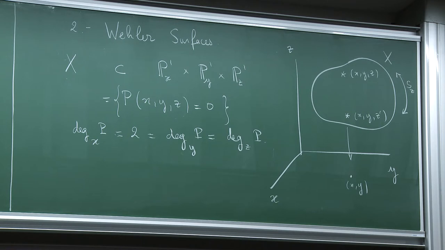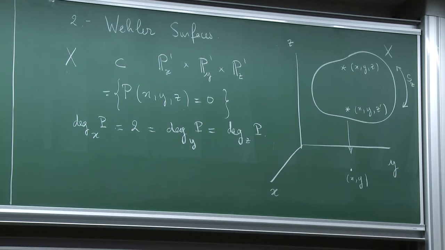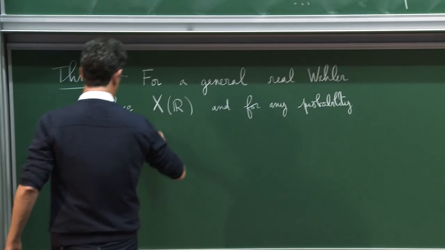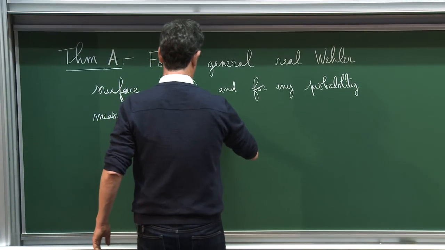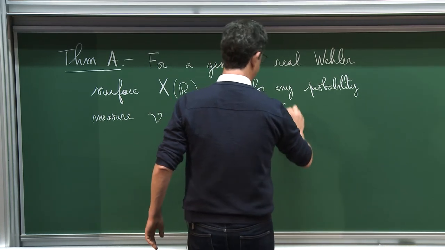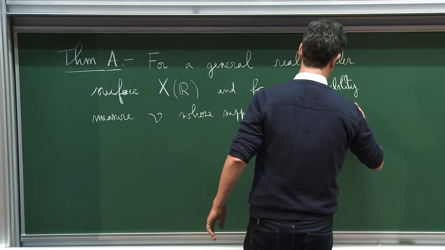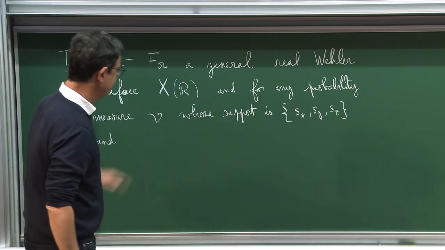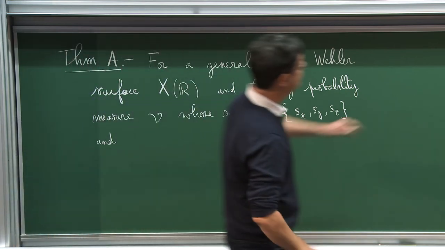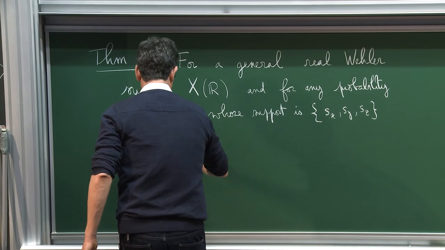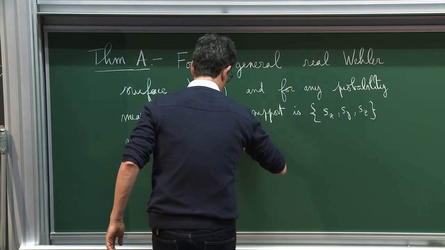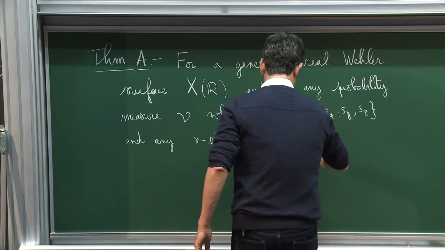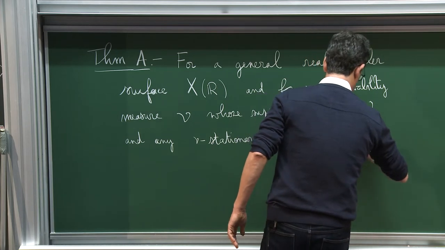Okay. So for a general real Weyl surface X(R), and for any probability measure nu whose support is given by the three involutions, once nu is given I can look at stationary measures with respect to nu. So I take any of them. I take a nu-stationary measure mu on X(R), so on the real surface.